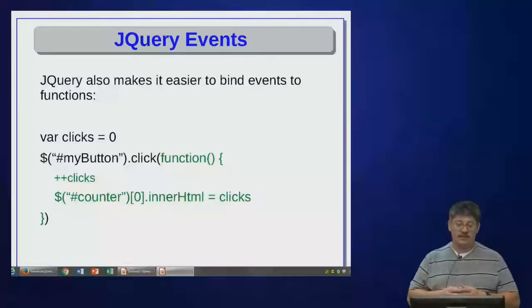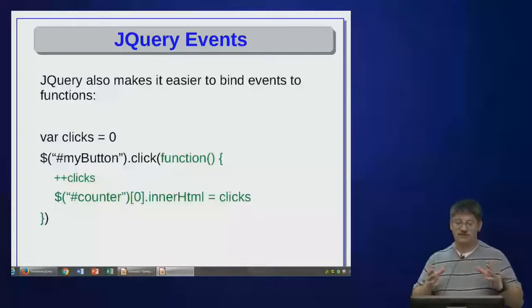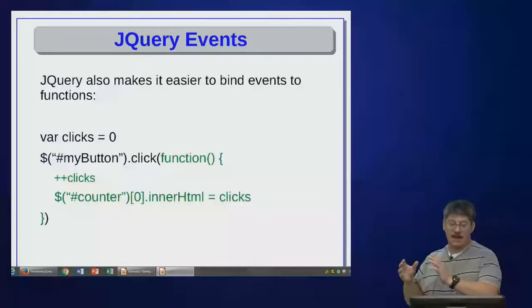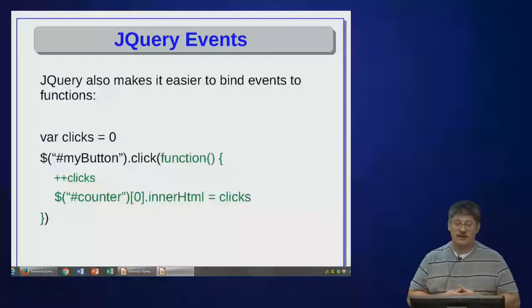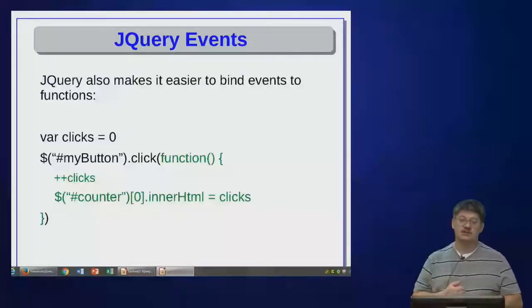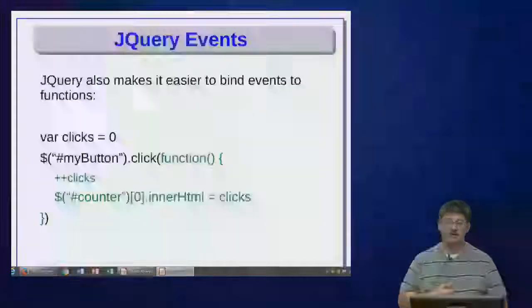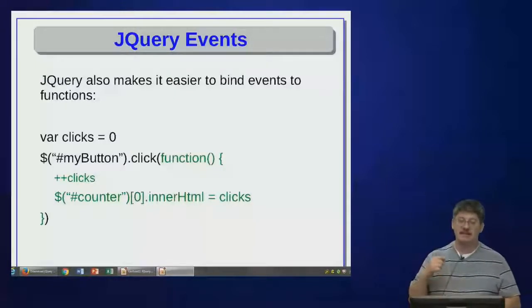So I'm using the jQuery function to find the button with ID myButton. And then I say .click. And the .click function registers an event handler. Whenever somebody clicks the button, it's going to call this function. And I've put an anonymous JavaScript function here that does two things. First, it increments clicks. It adds 1 to clicks. So clicks start at 0. The first time I click the button, clicks will become 1. The next time I click the button, clicks will become 2, and so forth.